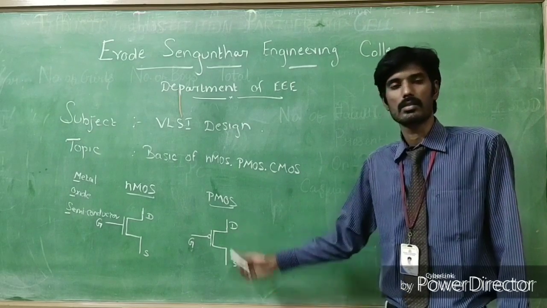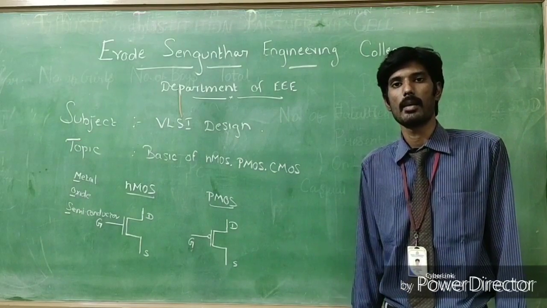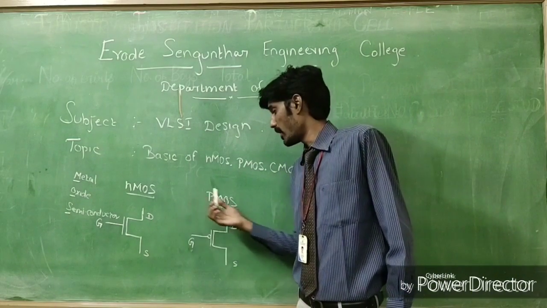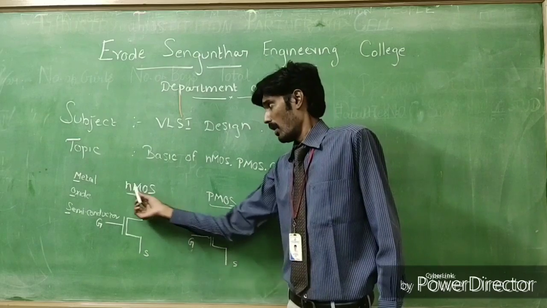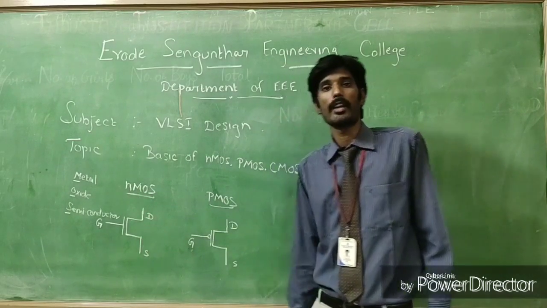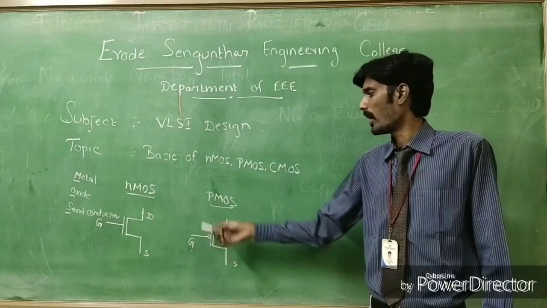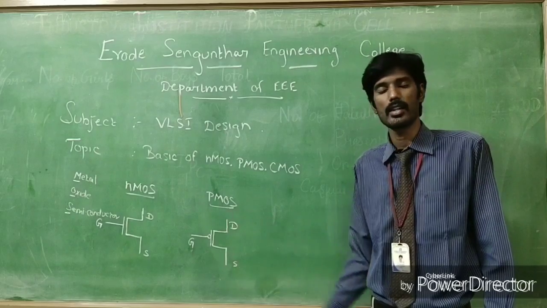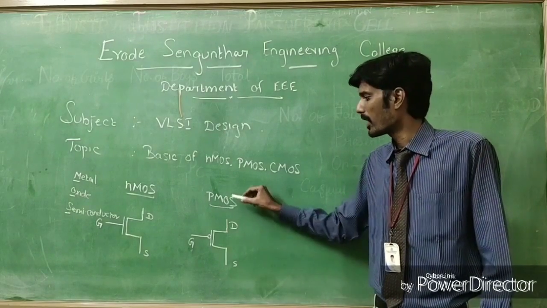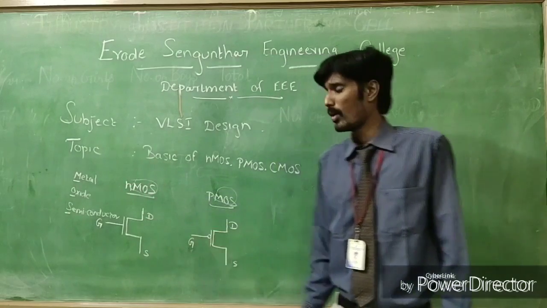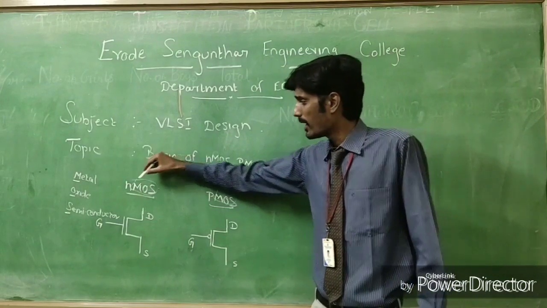So what is MOS? MOS is nothing but metal oxide semiconductor. Why do we name it NMOS and why PMOS? In NMOS, the majority charge carriers are electrons and the minority charge carriers are holes. In PMOS, the majority charge carriers are holes and the minority charge carriers are electrons. But the MOS part is common for NMOS and PMOS. Why do we name it MOS?